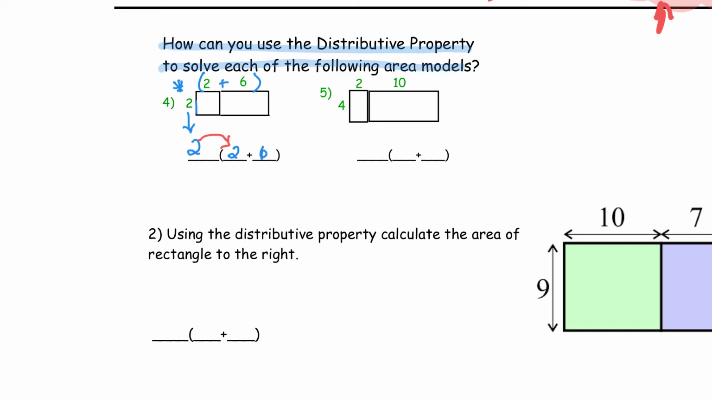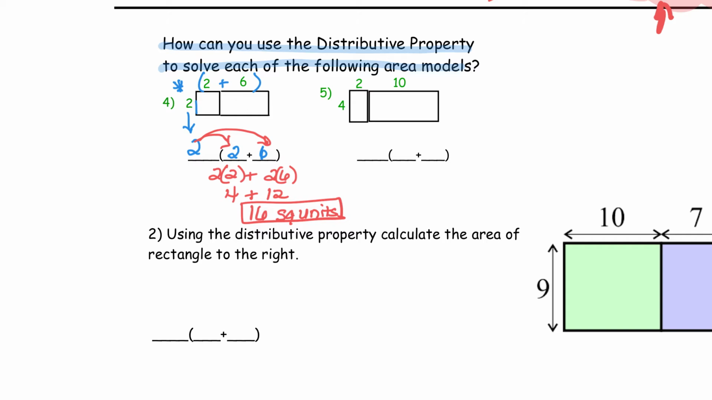And the important thing is we're going to distribute the 2 onto each of the numbers inside the parentheses. So very simply, this becomes 2 times 2 plus 2 times 6, and we get our final answer of 4 plus 12, which gets us an answer of 16. Now be careful, square units. When we are looking for area, it is always in square units or units squared.